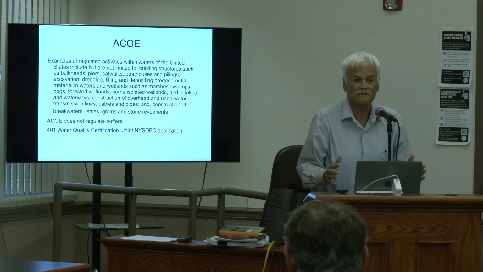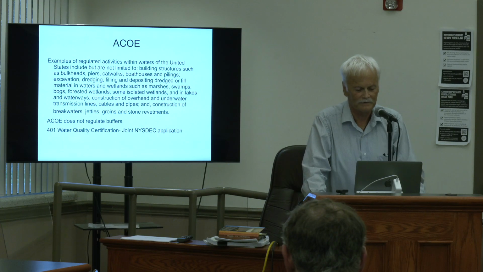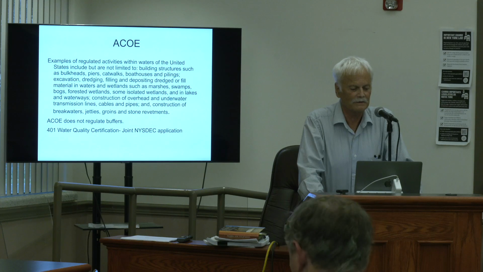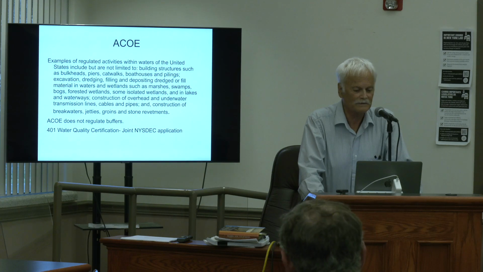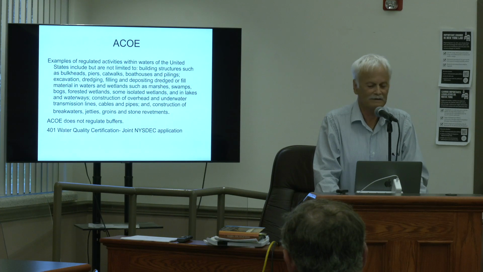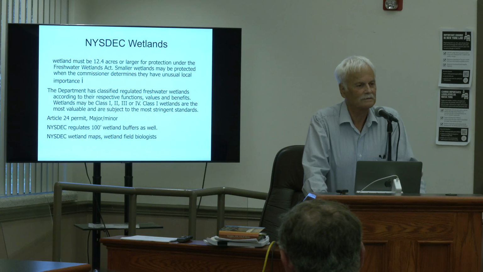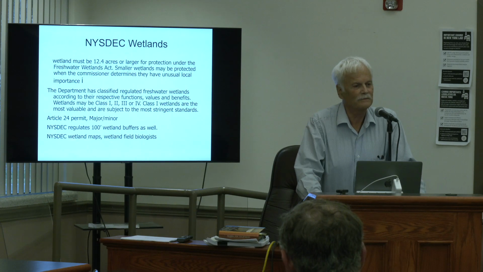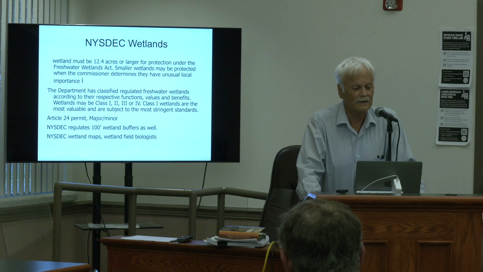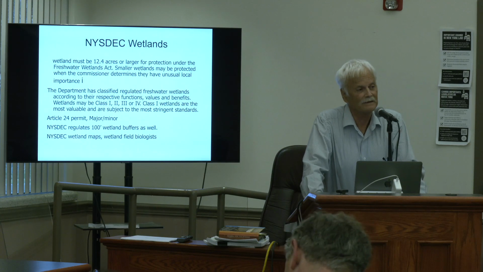We're going to talk about buffers in a minute. Areas outside of the edge of the wetland boundaries are called wetland buffers. When you're looking for an Army Corps of Engineers permit, you're looking for what's called a 401 water quality certification, and that's a joint application that you fill out with a DEC wetland application. So DEC wetlands, this is more of what we considered and what we talked about before, these different types of wetlands. They must be 12.4 acres in size presently to be regulated. That's pretty big, right?